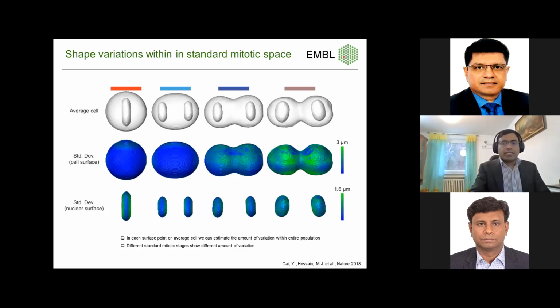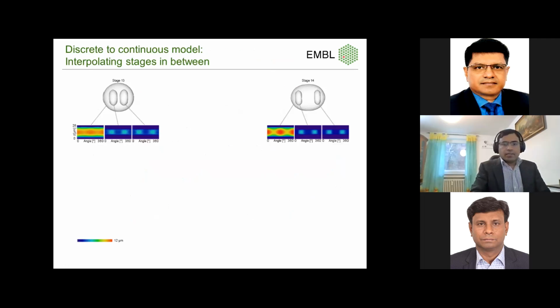So with this, we can generate the average of all the different mitotic stages, and their standard deviation means how different individual cells are with respect to the mean. Yeah. So now we have a discrete model, and I can use those models to generate any intermediate shape. So we can generate a continuous model from this discrete one.